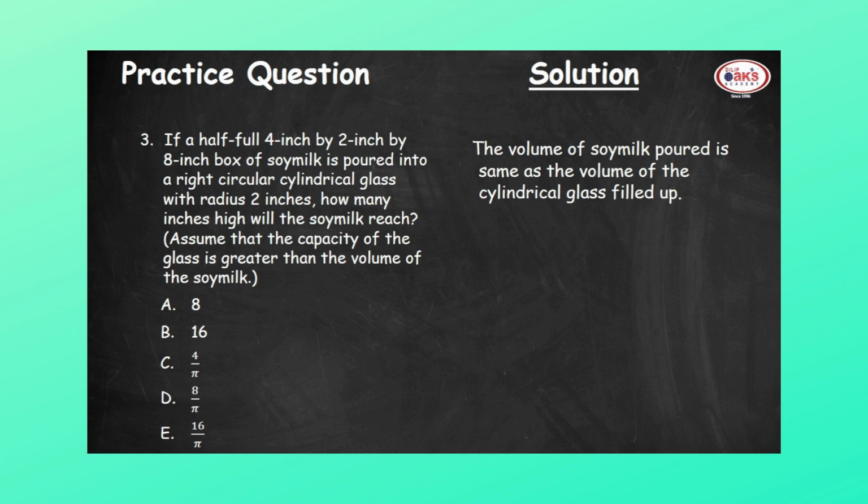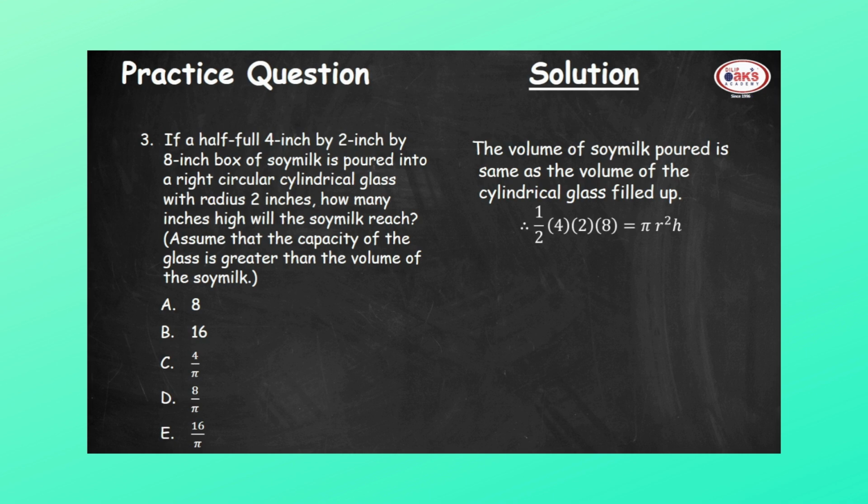Now what is the volume of soy milk? The soy milk is there to half the capacity of the original container because it is half full. So what are the dimensions of the container? The first container is having 4-inch by 2-inch by 8-inch. So the volume of soy milk in the first container is half of LBH, which is 4 into 2 into 8. It is equal to the volume of the cylindrical glass, but the cylindrical glass has radius 2 inches, so R is 2, and H is exactly the height up to which soy milk will reach. That is exactly what we want to find out.